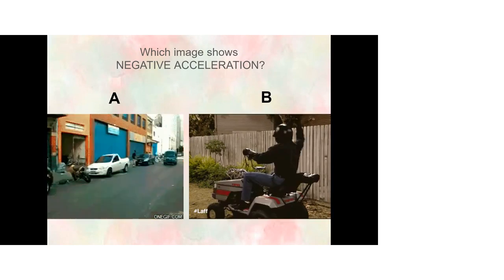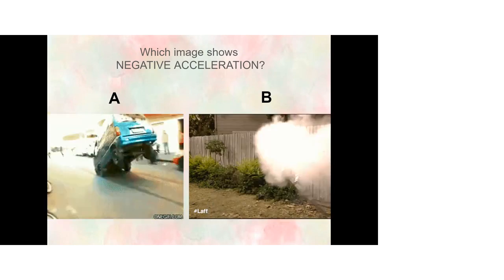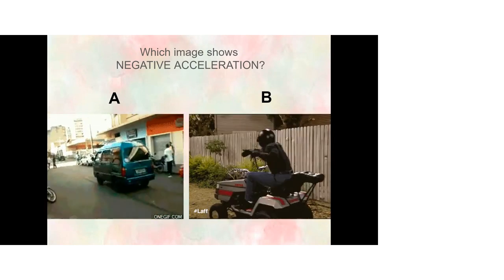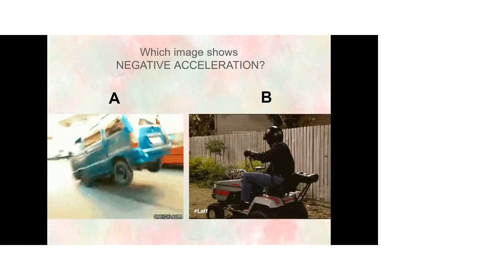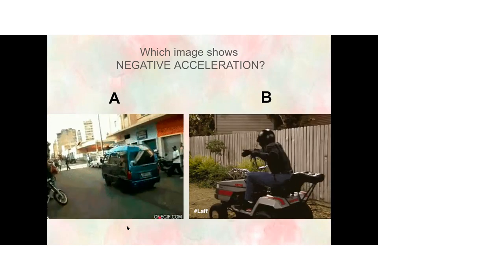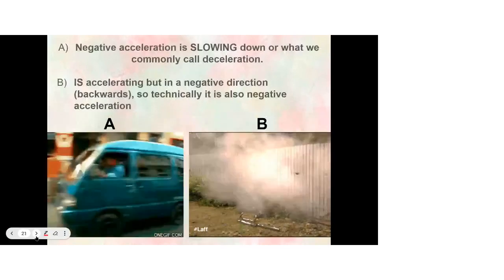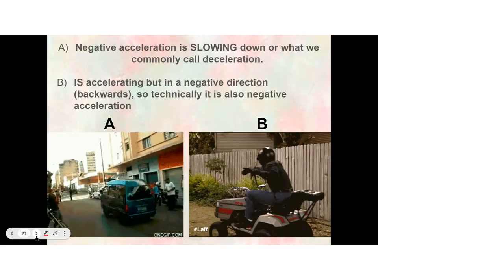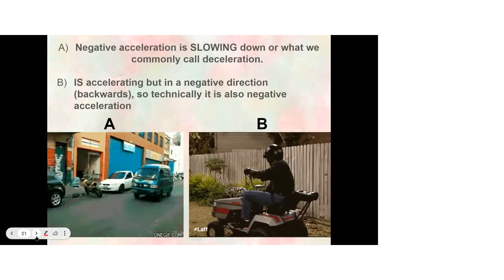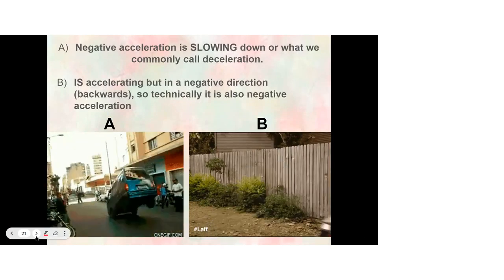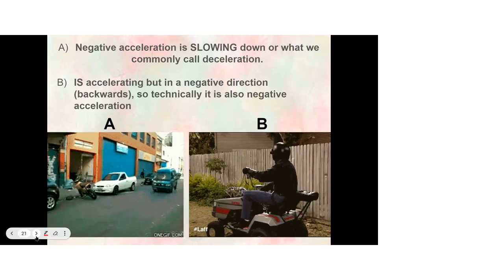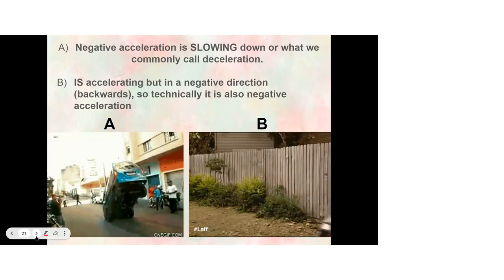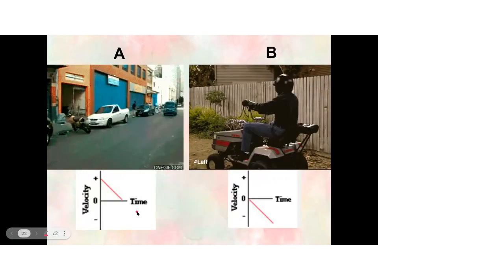So a lot of you guys said B, right? And half of you said A and B, and you guys are both right. Negative acceleration is slowing down, and negative direction, backwards speeding up, is also negative acceleration. And it looks like this.